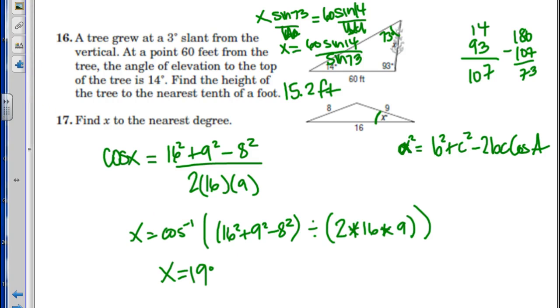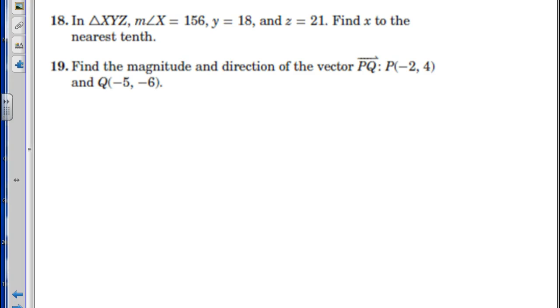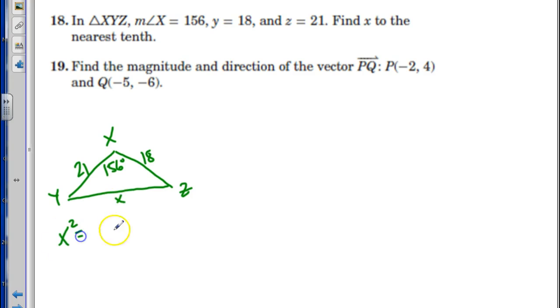All right, couple more here and we'll be finished. So for 18, I'm going to go ahead and draw the triangle down here. So angle x is 156 degrees. We'll put y and z here. Y is 18. Z is 21. I have sides and the angle between. That's law of cosines. And I'm trying to find x. So x squared equals 21 squared plus 18 squared minus 2 times 21 times 18 cosine of 156.